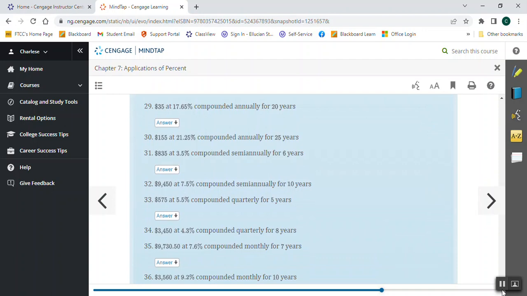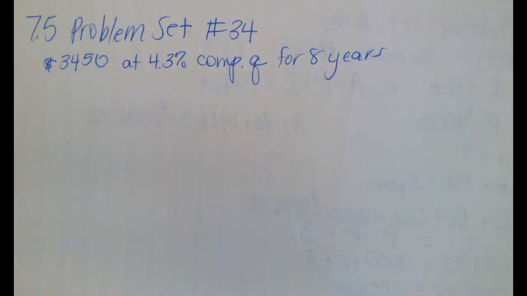We have $3,450 at 4.3% compounded quarterly for 8 years. So I wrote down all my information.